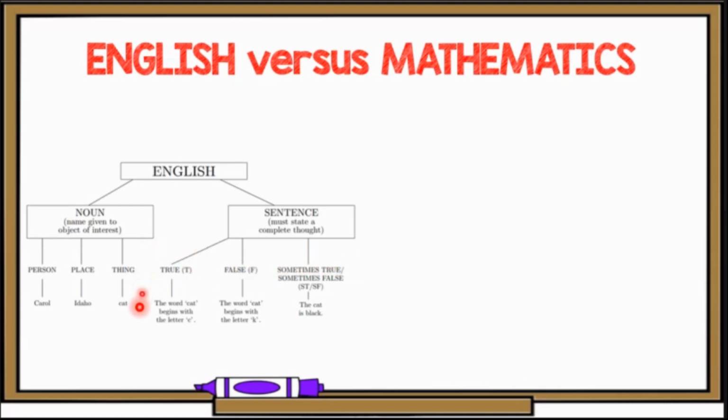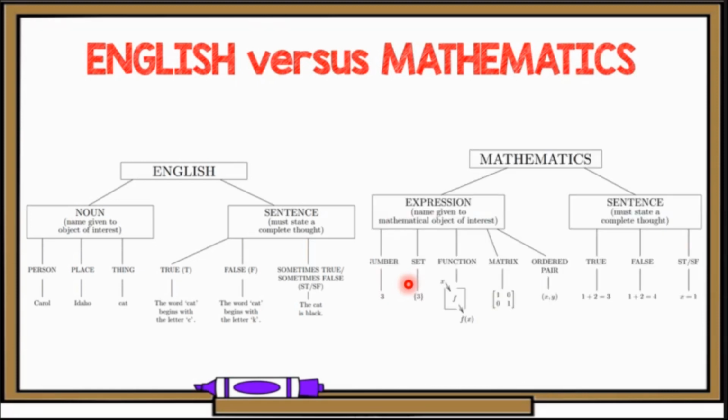For a true sentence, we have here the example, the word cat begins with the letter C. This is always true. And then for a false statement or a false sentence, we have here the word cat begins with the letter K. Mali, wrong spelling. Next, sometimes true or sometimes false. Ito yung depende sa sitwasyon. The statement is the cat is black. So, depende dun sa pusang pinag-uusapan. It can be true, but it can also be false. Now, punta tayo dun sa math.